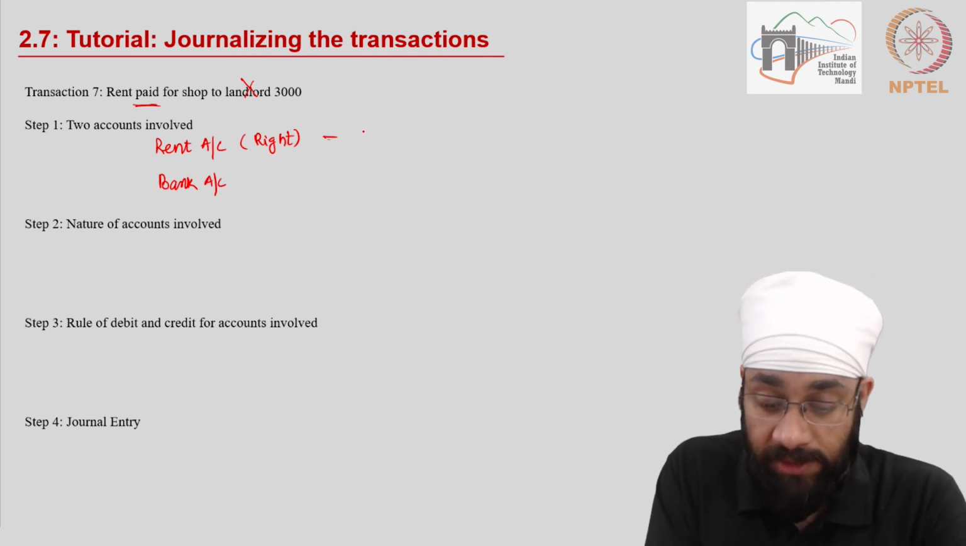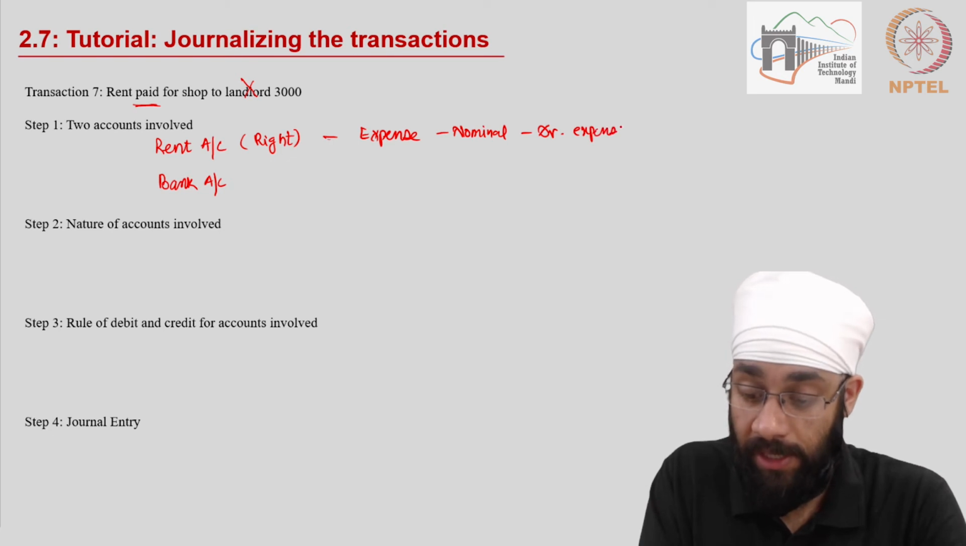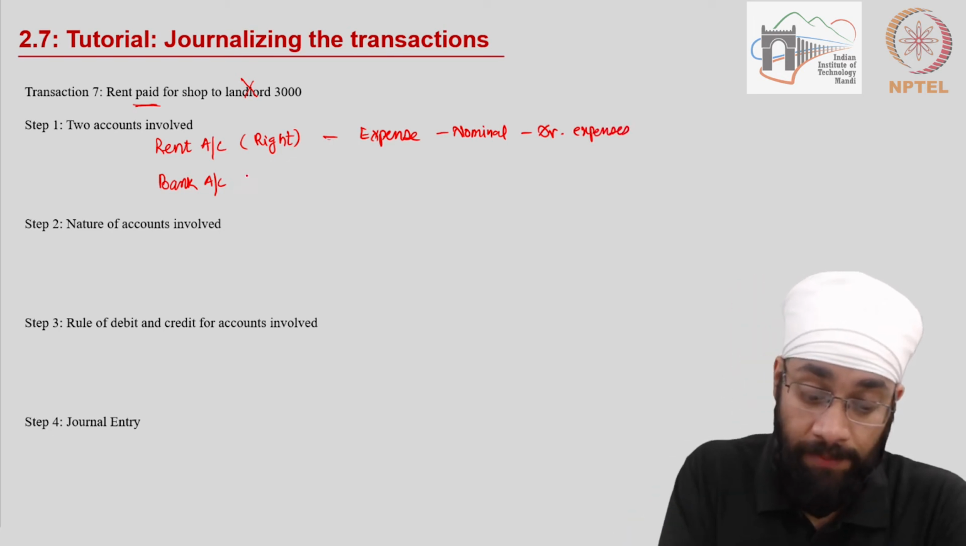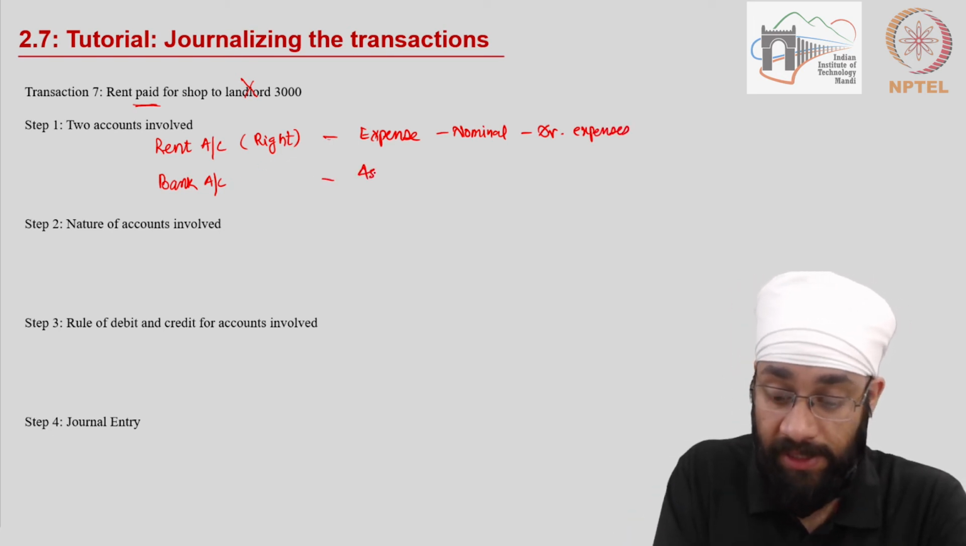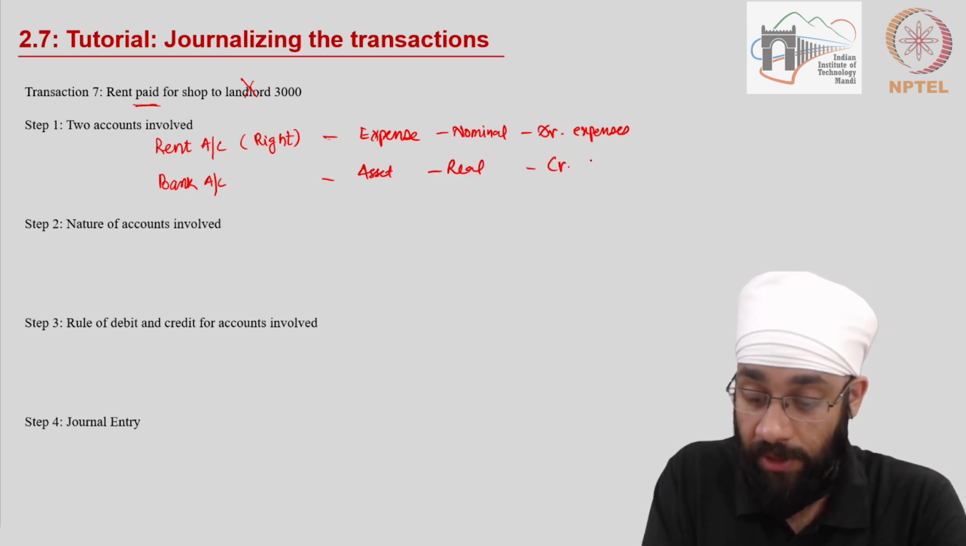Now, rent is an expense, hence a nominal account. And for a nominal account, debit all expenses and losses. Bank account, on the other hand, is an asset. It's a real account. Debit what comes in, credit what goes out.